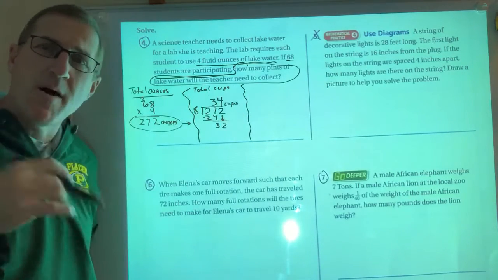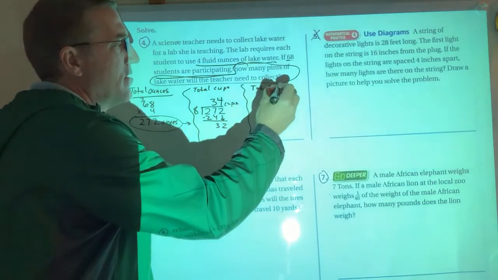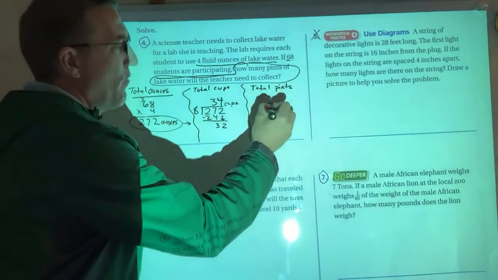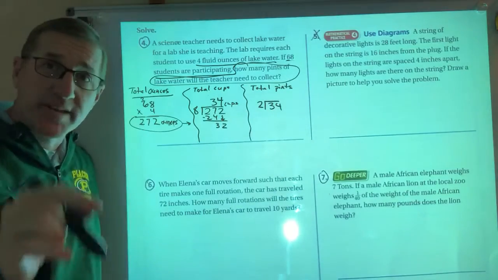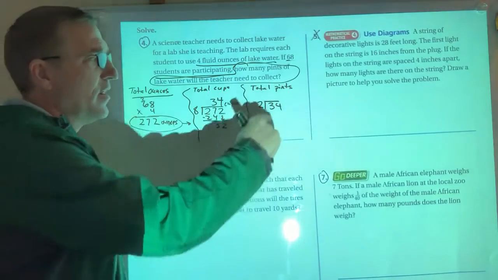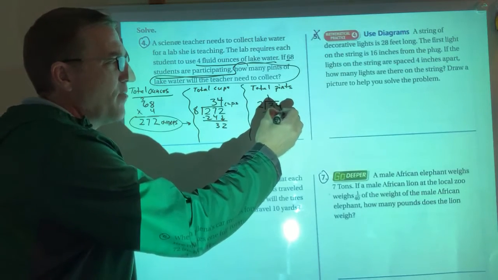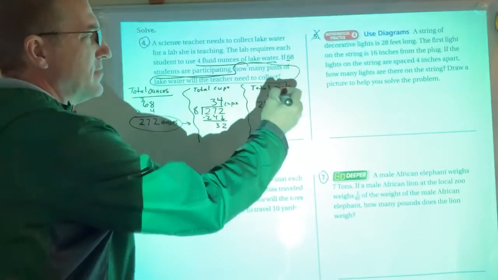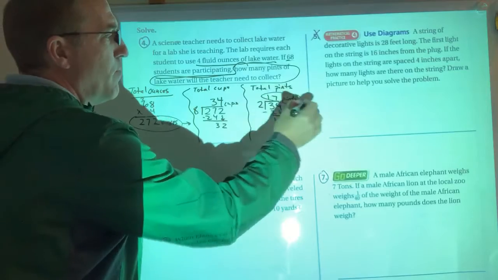But I don't want cups, I want pints, right? So I'm going to take pints. And I'm going to take 34 cups, and I'm going to divide it by 2 because that's my ratio. And if you look at your chart, you'll see the same thing. 2 goes into 3 one time. Minus 2, I get that 1. I bring down my 4. I get 14. 2 into 14, 7. I get 17 pints. Boom.